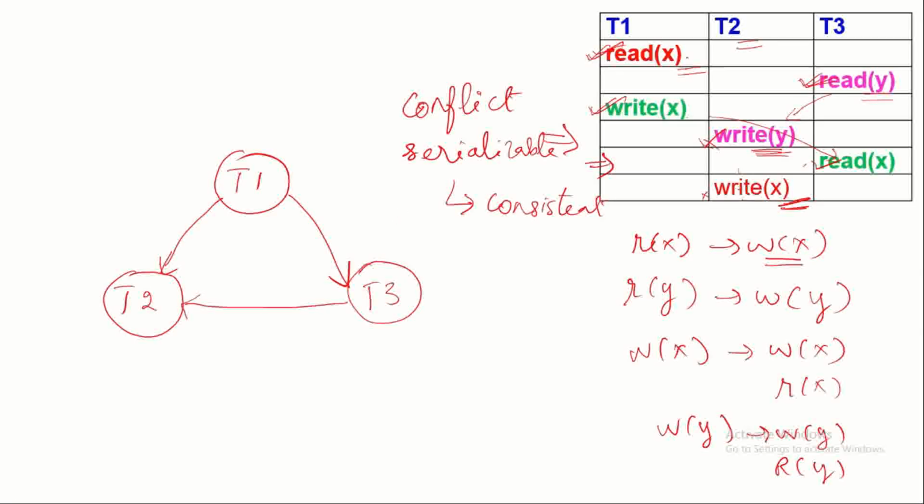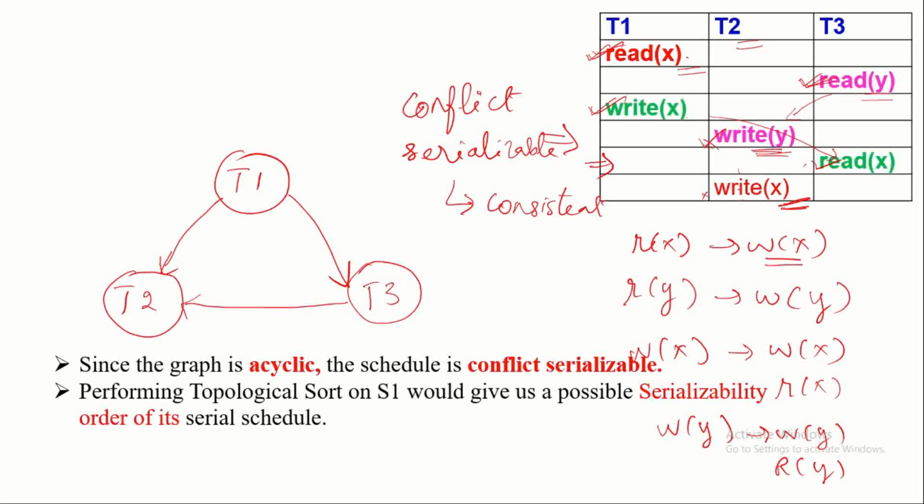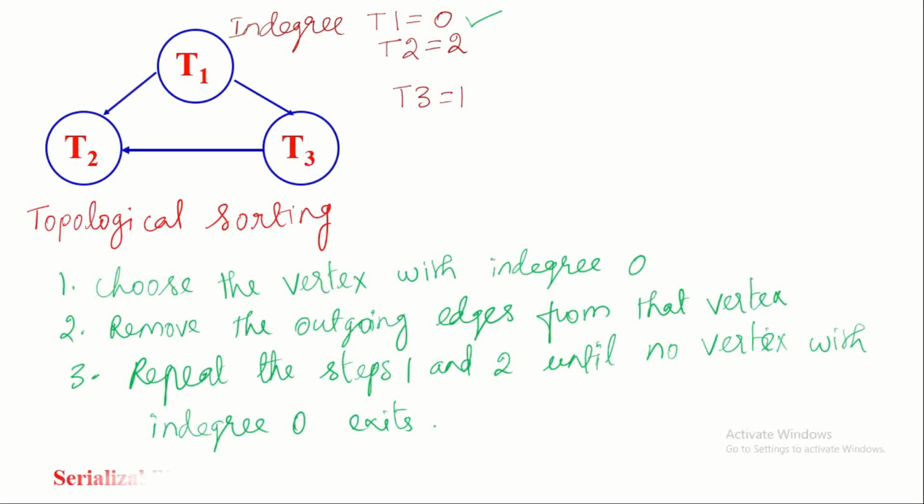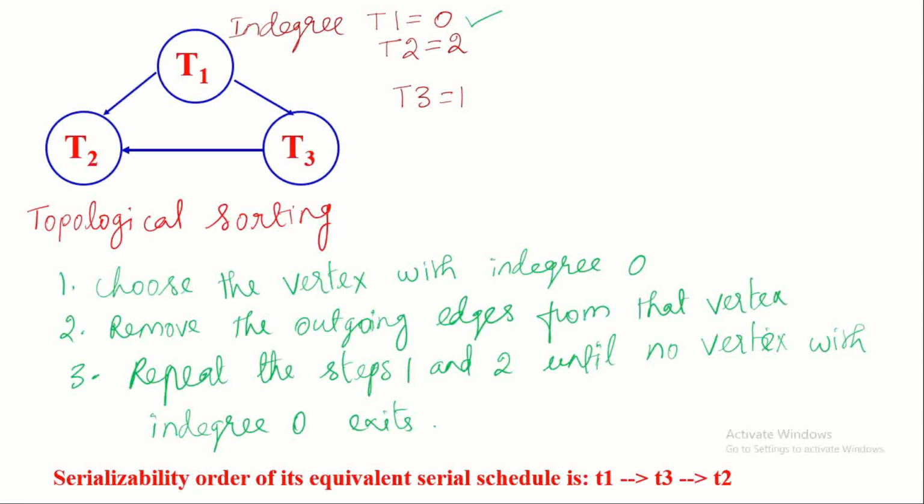Then what is the next step we need to perform? We have to perform topological sorting in order to determine the serializability order of its serial schedule. The serializability order of the given non-serial schedule can be determined using topological sorting. Let us now discuss the steps to be followed for performing topological sorting.